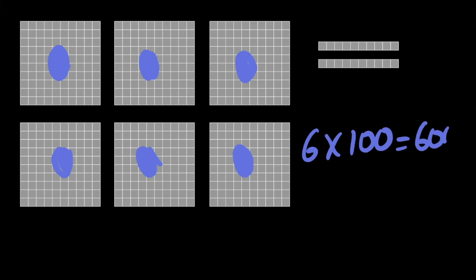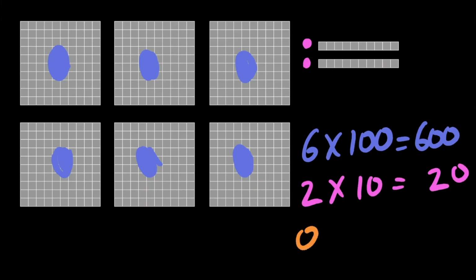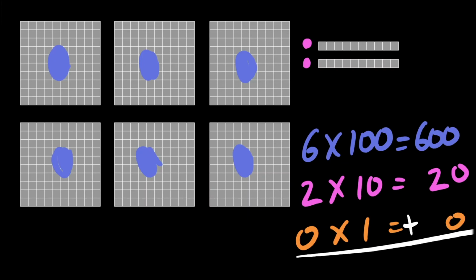And for our last problem, we see here that we have 6 100 blocks and 2 rods, or 2 tens, and no ones. We have 6 100s, so we can put a 6 in the hundreds position. We have 2 tens, put a 2 in the tens position, and we notice we have 0 ones. We don't have any. We need to put a 0 in the ones position so that it holds its place value.